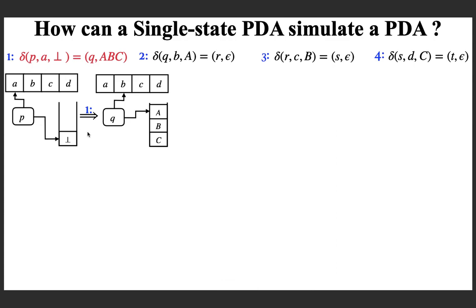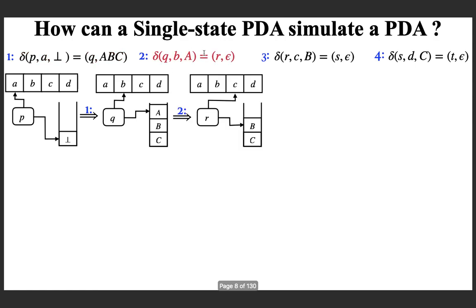So what is it saying? Move to the state Q and replace the bot with capital ABC. That is what you do. And the read head is positioned at the next symbol. And now for Q, b, A, there is a transition. What does it say? It says pop out capital A, don't push in anything, and change your state to R. That is what you are doing here.